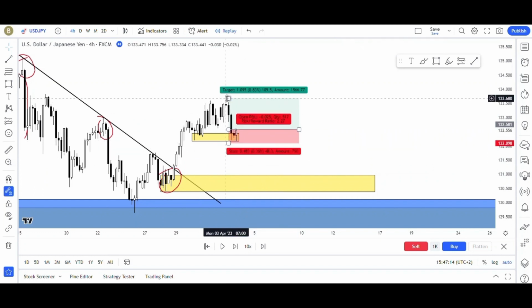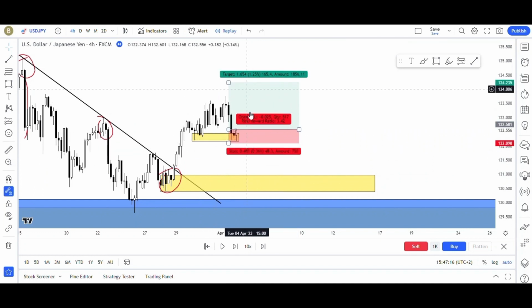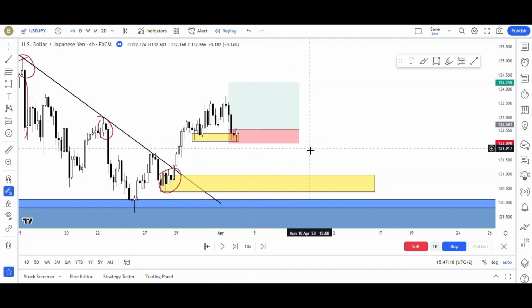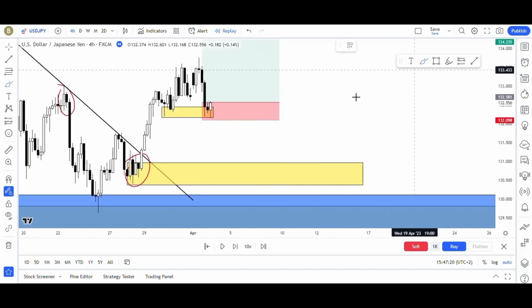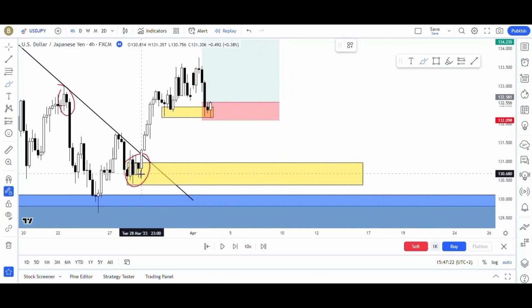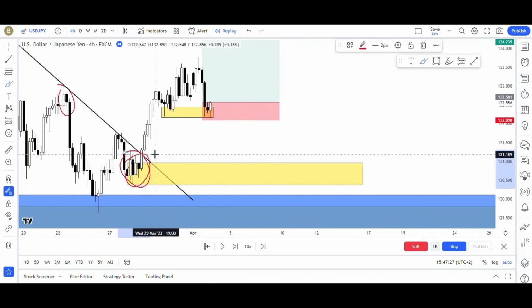Of course it's a buy. Many people will buy this one. But that's the problem, because the location was so bad. And this order block, after this order block, look at this impulse here.